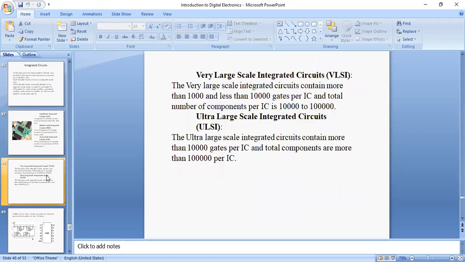Next is the very large scale integrated circuit, called VLSI. It contains 1000 to less than 10,000 gates per IC, and the total number of components per IC is 10,000 to 1 lakh. That is VLSI. Now they are preparing ultra large scale integrated circuits, which have even more gates, and they are very useful nowadays. These are the classifications of ICs.